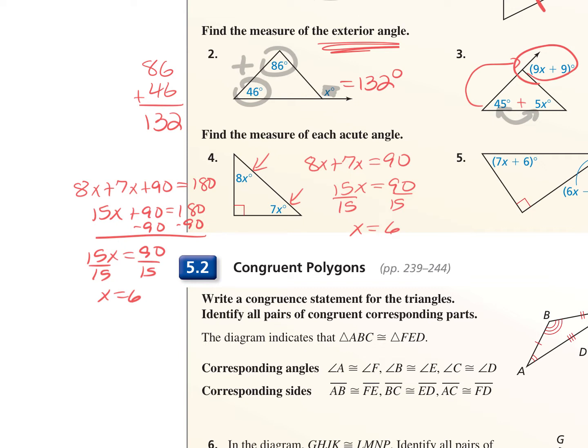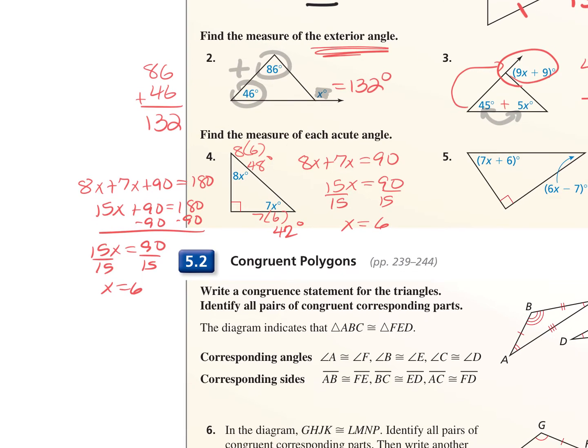Now again, it didn't ask for x. It asked us to find the measure of each acute angle. So now what I need to do is plug in 6 for x. So 8 times 6, the first acute angle is 48. And then my second acute angle will be 7 times 6, and this one will be 42.